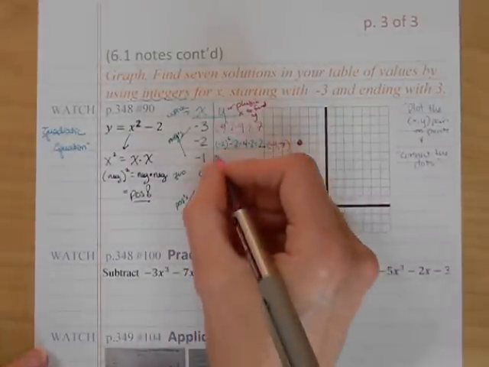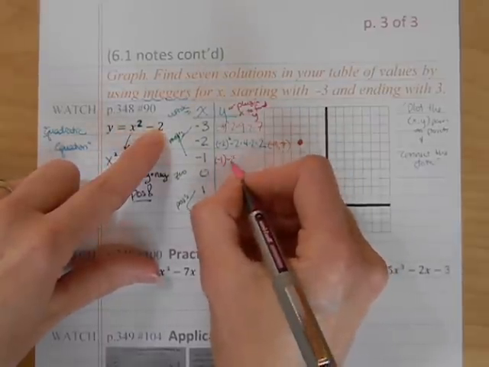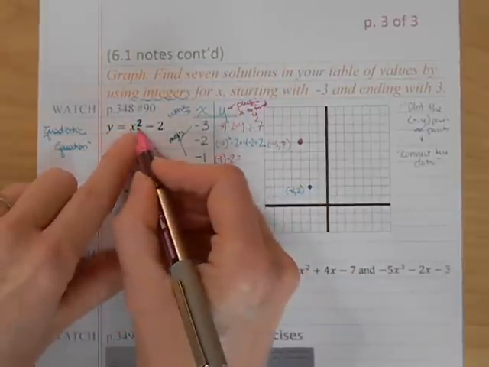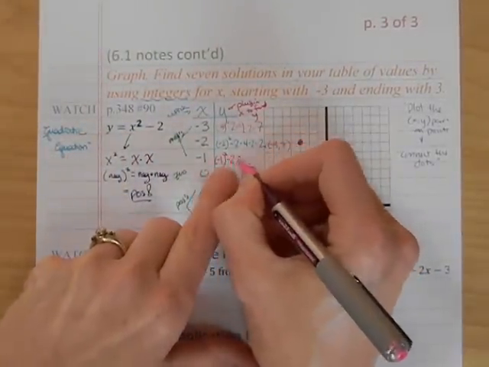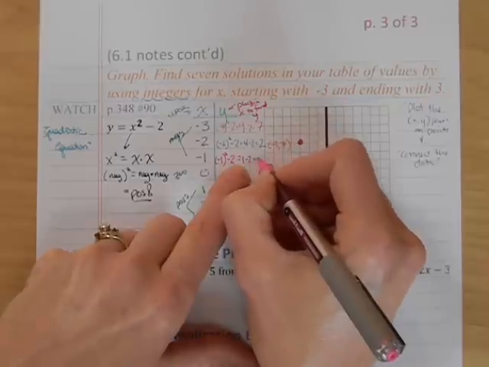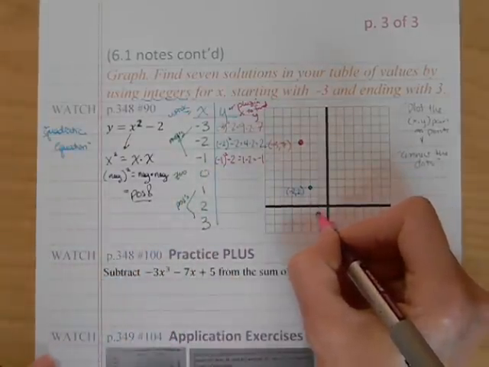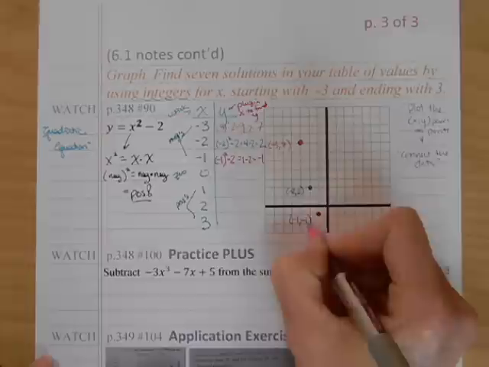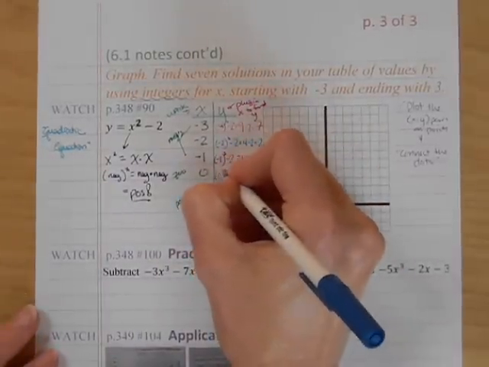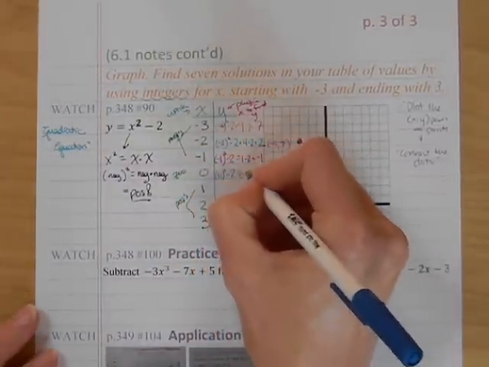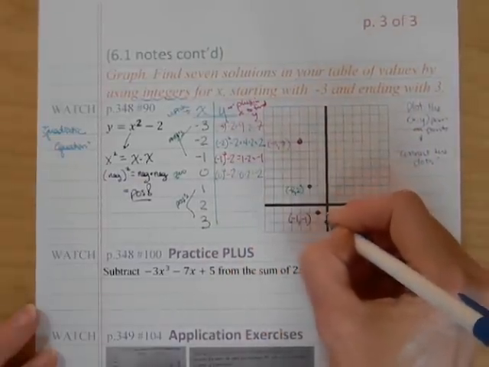You plug in -1. It's y equals -1 squared minus 2. That's how you get your y values. You plug in a value for x and see what comes out. So -1 squared is +1, minus 2 is going to be an answer of -1. So the point we're going to plot is -1, -1. When you plug in 0, 0 squared minus 2 is equal to 0 minus 2, which is just -2. So we're going to plot the point 0, -2.